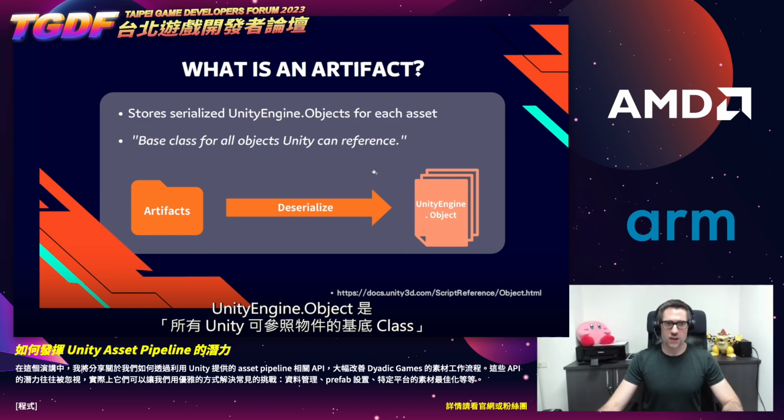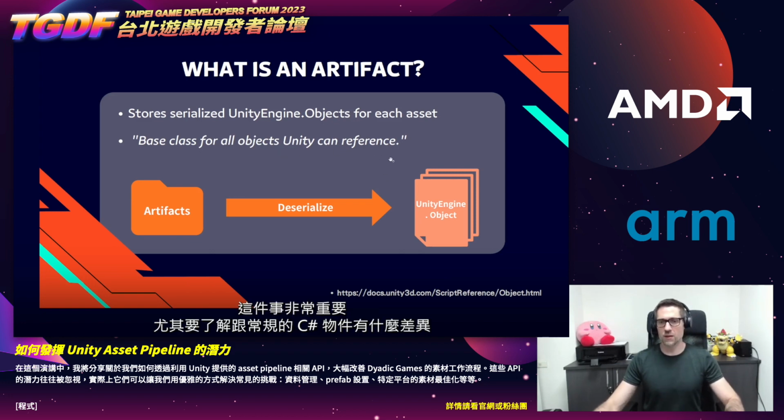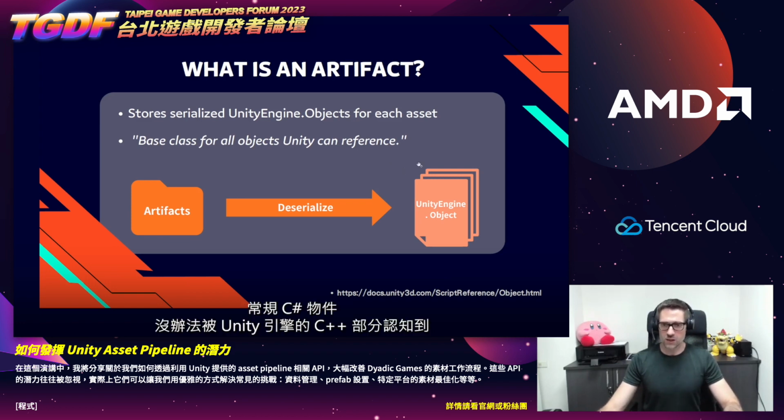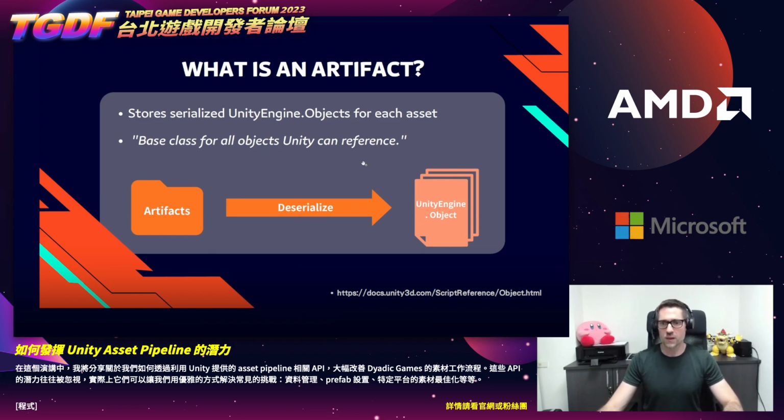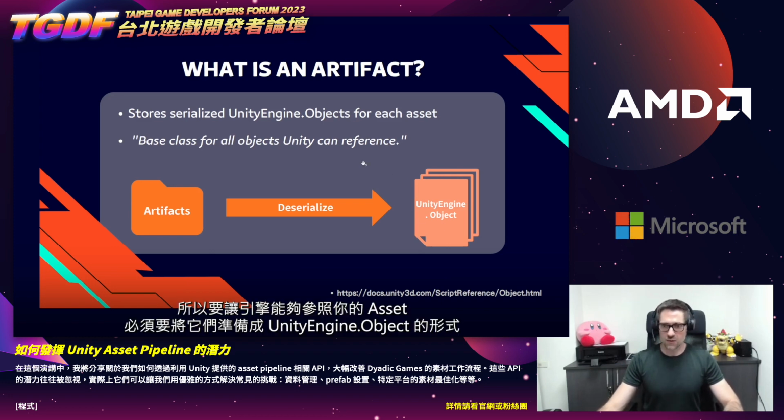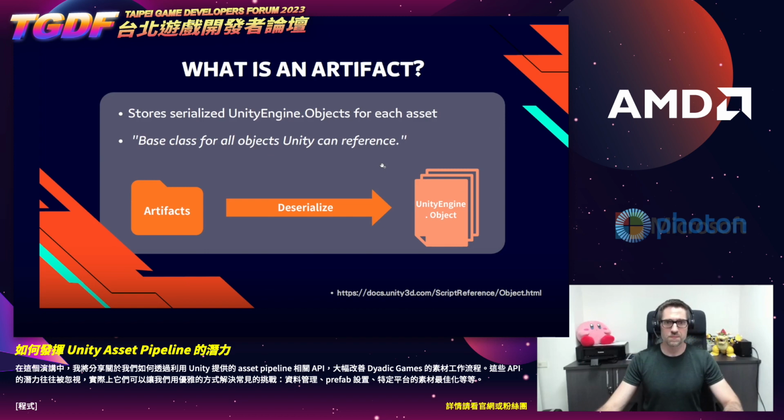UnityEngine.Object is the base class for all objects Unity can reference. And this is very important to understand, especially when you compare them to regular C# objects, which are objects that the Unity engine, the C++ part of the Unity engine, is not aware of. So in order for the engine to reference your assets, they need to be available as Unity engine objects.